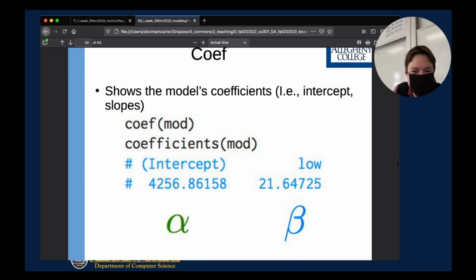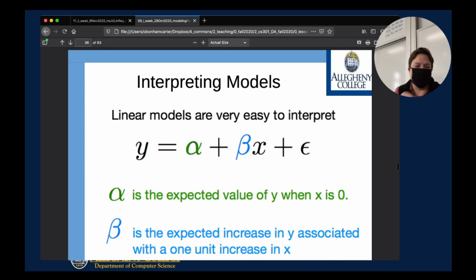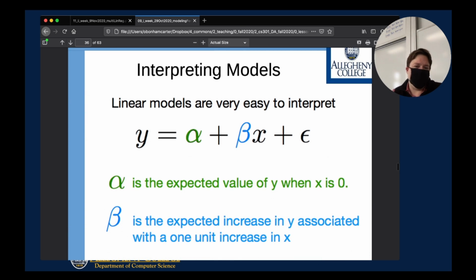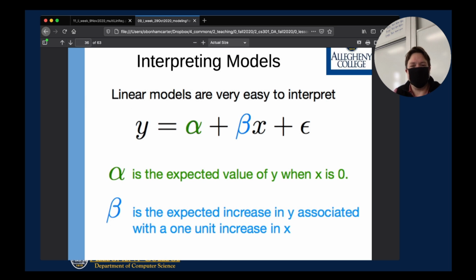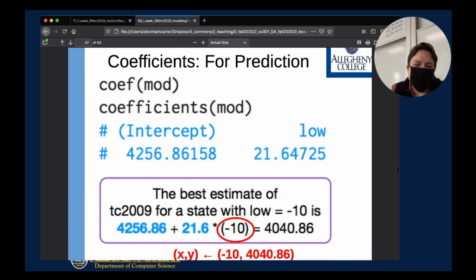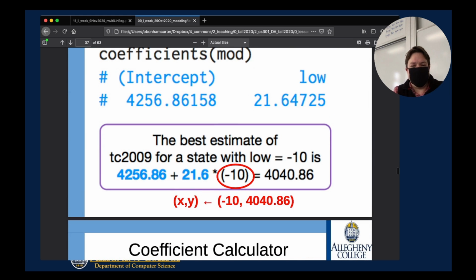In fact, we would put those into our line equation right here. So we have the alpha, which in this case is our intercept. And then we have our beta, which is going to be our slope. And then anything else that you have, like your error, would be your epsilon. Anyhow, this is where we're actually talking about using the model.